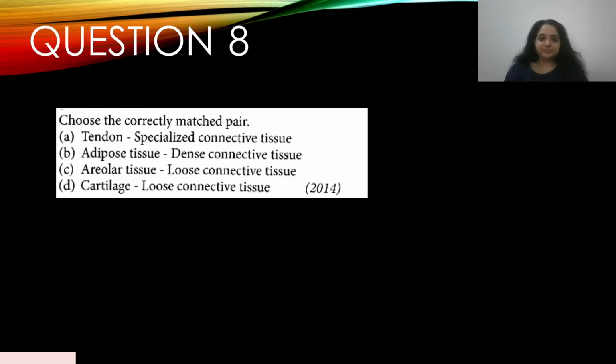Let's move on. Question number 8. Choose the correctly matched pair. It appeared in the year 2014. A. Tendon, specialized connective tissue. B. Adipose tissue, dense connective tissue. C. Areolar tissue is loose connective tissue. D. Cartilage is loose connective tissue. So it's actually C. Areolar tissue is loose connective tissue. That's the correctly matched pair. Answer is C.